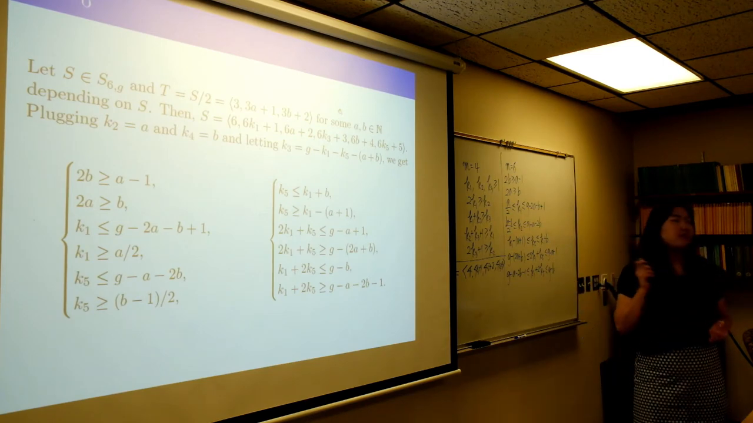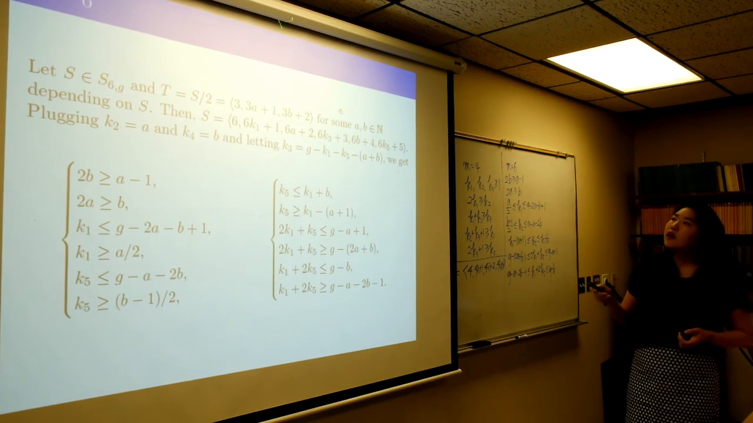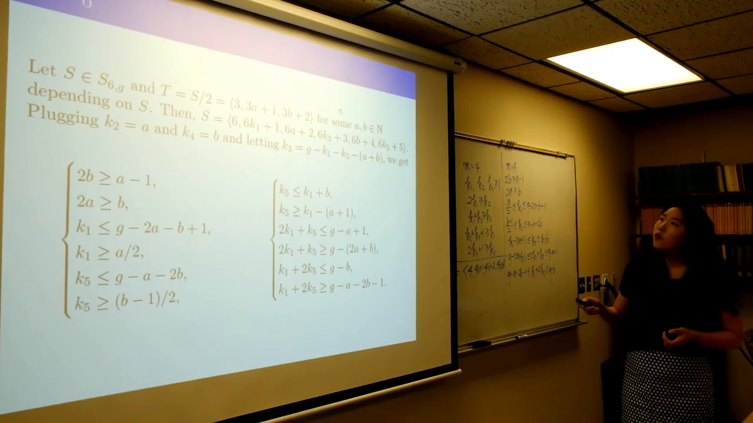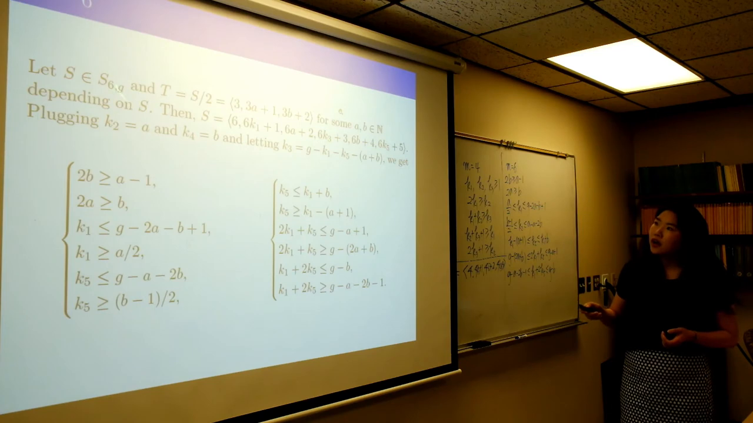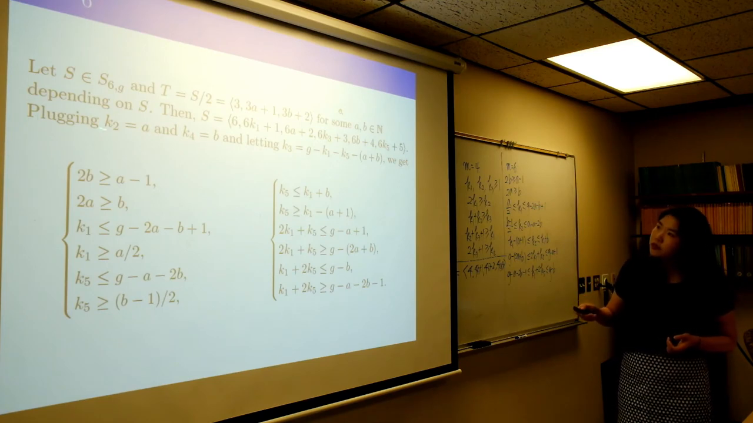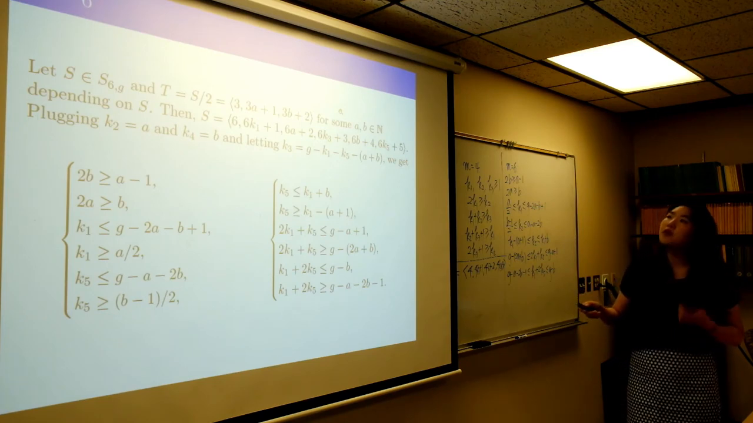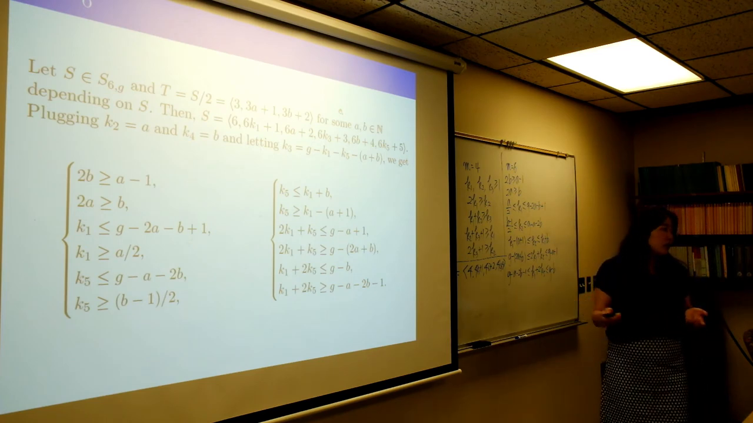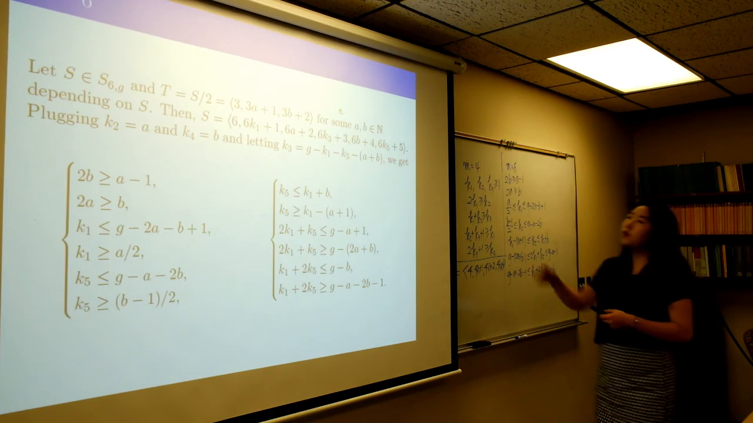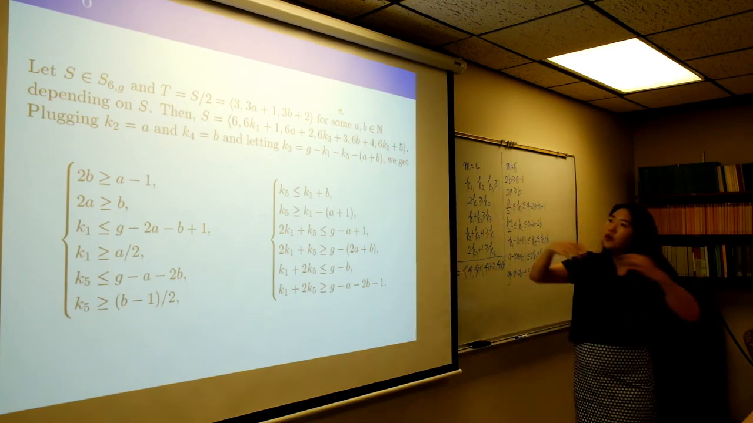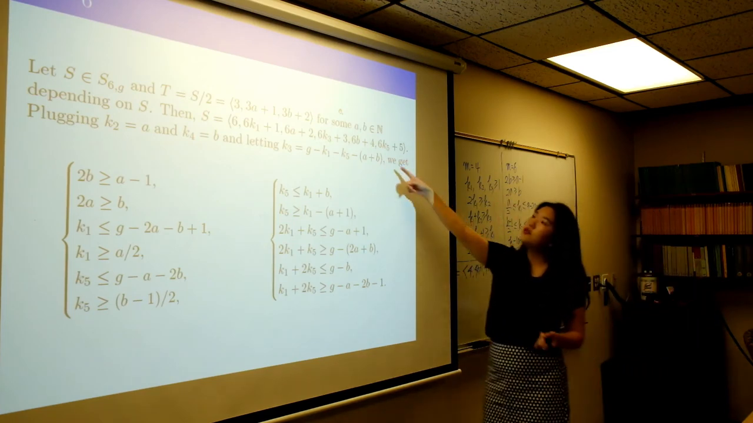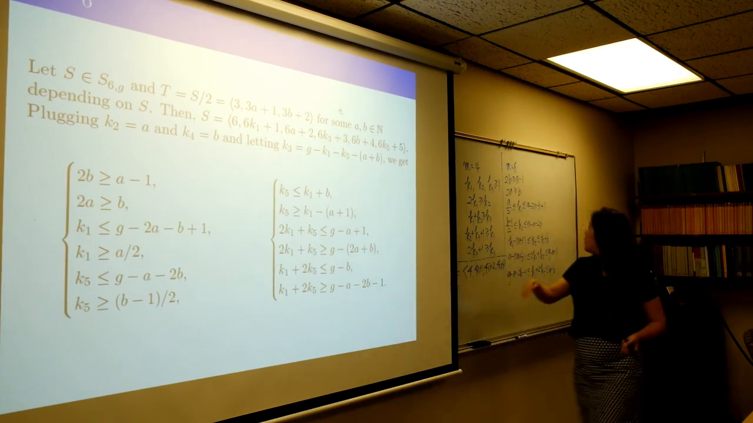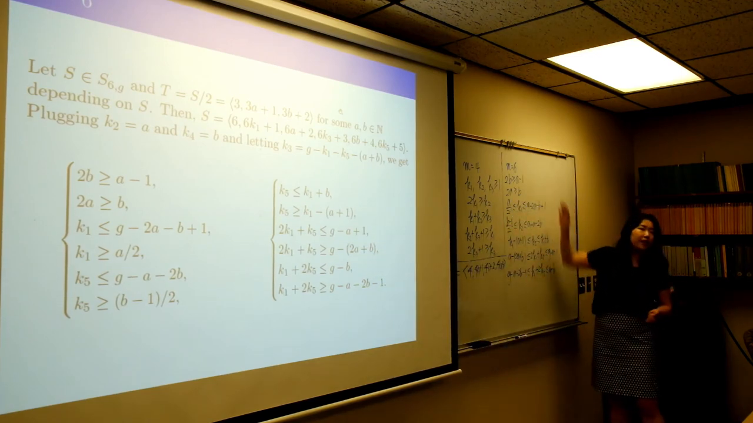And then from the Bras-Amor equation, we know that K2 is equal to A, K4 is equal to B, and from the Bras-Amor equation, we know that K3 is equal to this one. So we originally get some equation from Kunz's theorem, and then plugging that information in there, we have this set of inequalities in here.